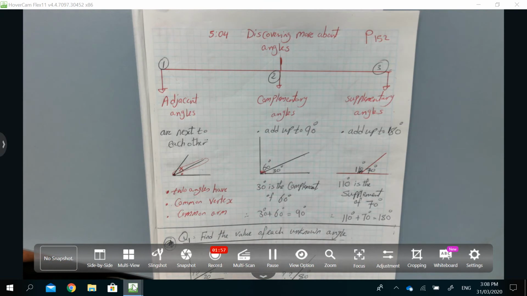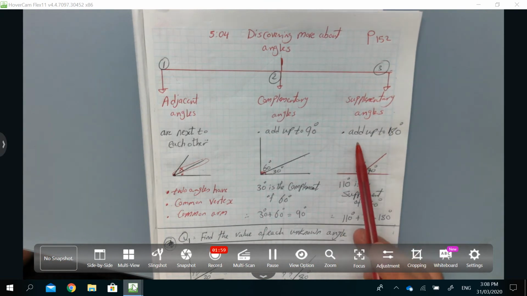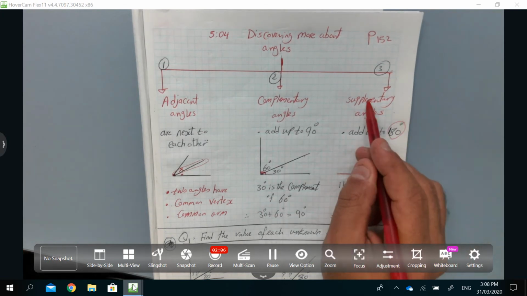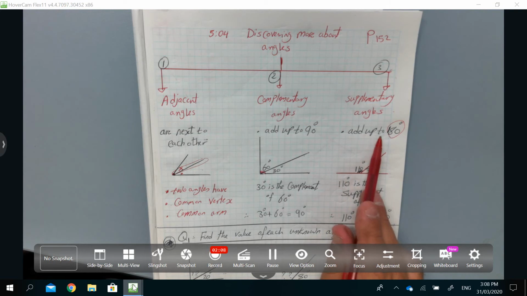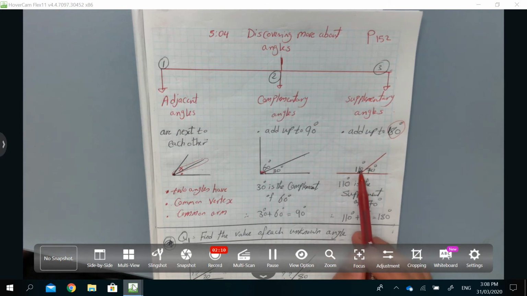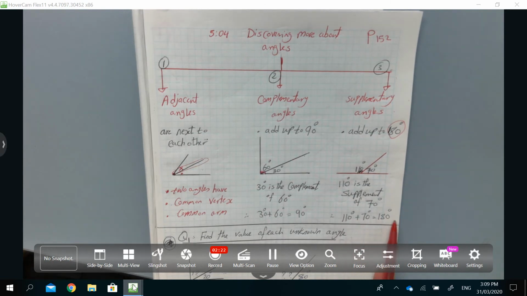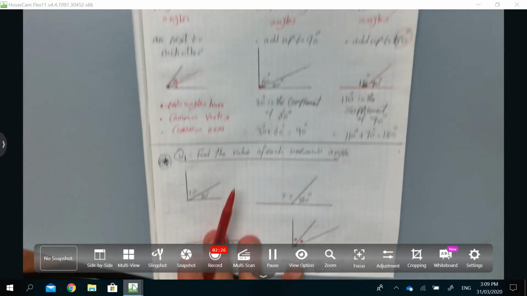The third one is supplementary angles, which is when you add up the angles and you get 180, so they add up to 180. When we look at this example here, we have 110 plus 70 is 180, so 110 is a supplement of 70. Why? Because 110 plus 70 equals 180. So the first question here we have.